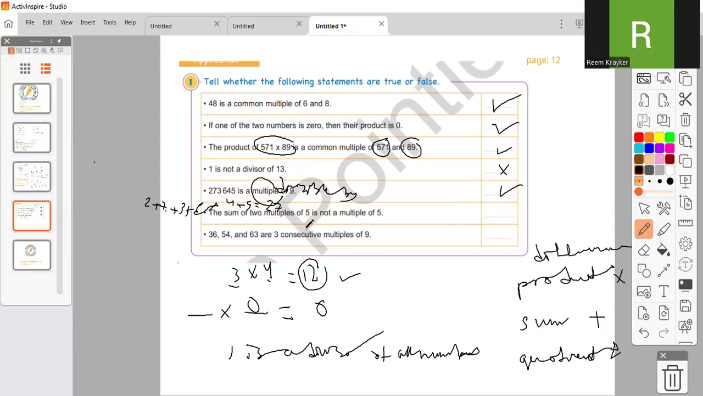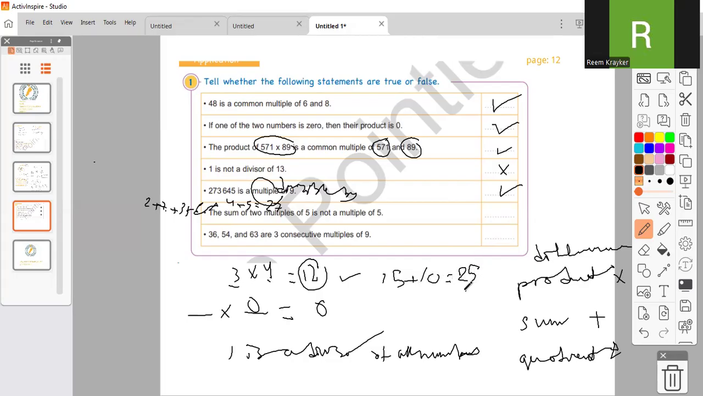The sum of two multiples of 5 is not a multiple of 5. This is telling us that if we have two numbers that are multiples of 5 and we add them, we will not get a multiple of 5. Let's check together. Let's choose any two multiples of 5. For example, 15 plus 10. What do we get? We get 25.